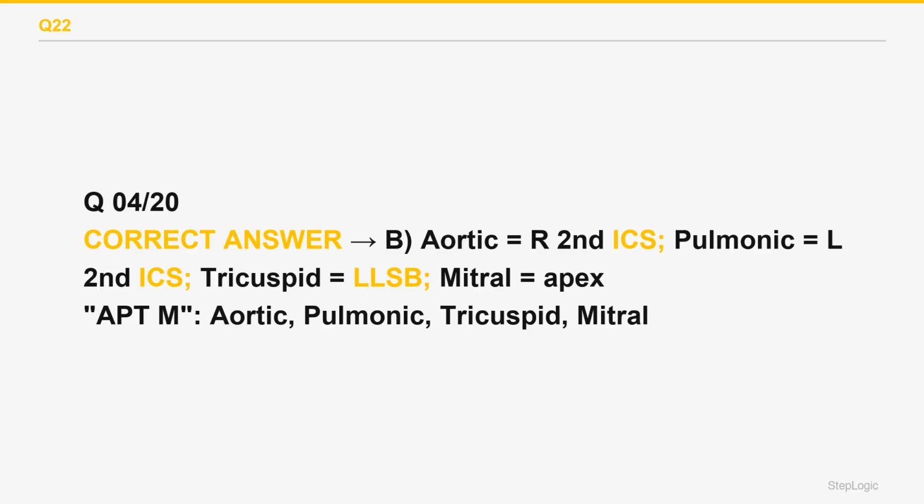An aortic stenosis murmur is loudest at the right upper sternal border and radiates to the carotids. A mitral regurgitation murmur is loudest at the apex and radiates to the axilla. Maneuvers and positioning help accentuate specific murmurs. The aortic right 2nd, pulmonic left 2nd, tricuspid left lower sternal, and mitral apex pairings are the correct auscultation map.